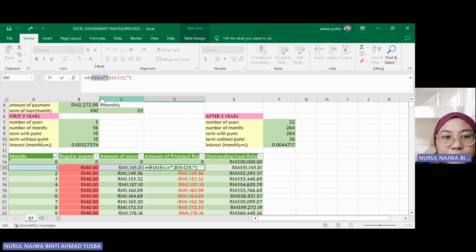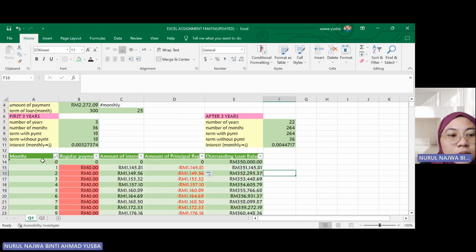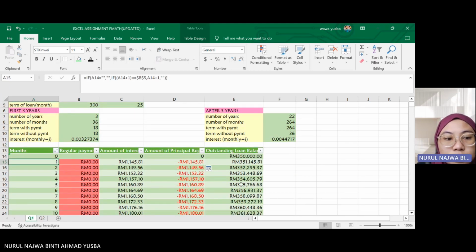The next column is the amount of principal. The logical test is if A15 is not empty, the value, if true, is the regular payment minus the amount of interest. And then for the outstanding loan balance, if A15 is not empty, the outstanding loan balance minus the amount of principal repaid. Since the amount of principal repaid is negative, it is then plus the amount of principal repaid. Then we got 351,145.81. And then I just pull it down to 300.